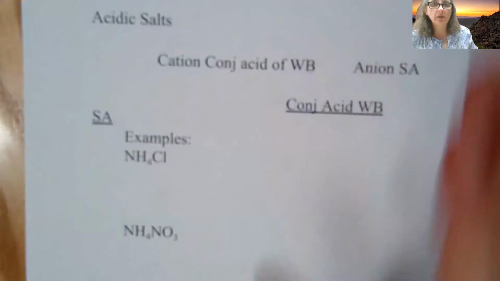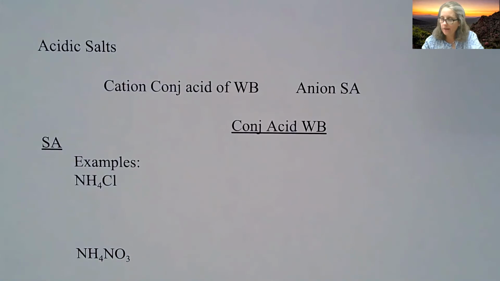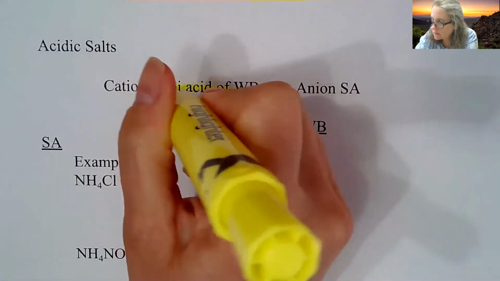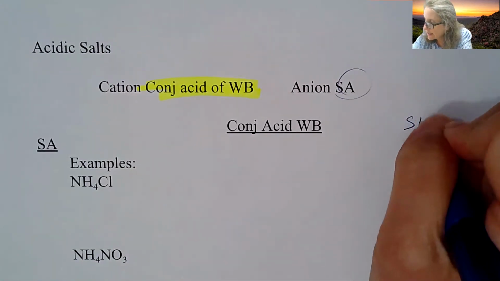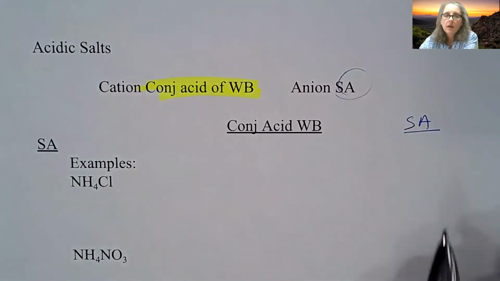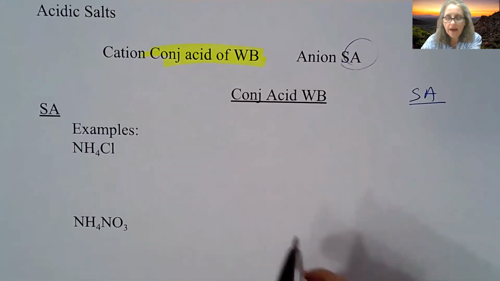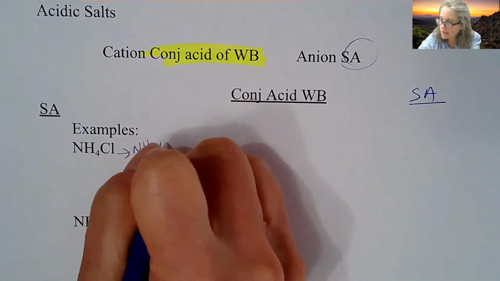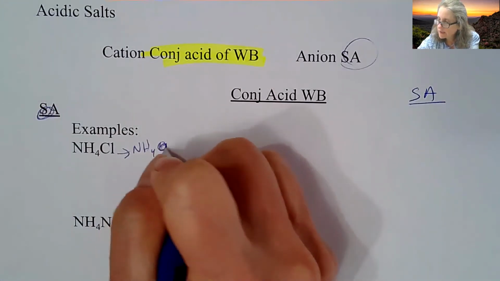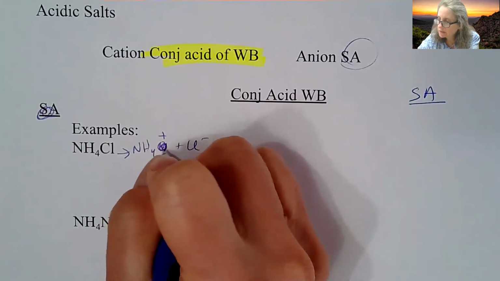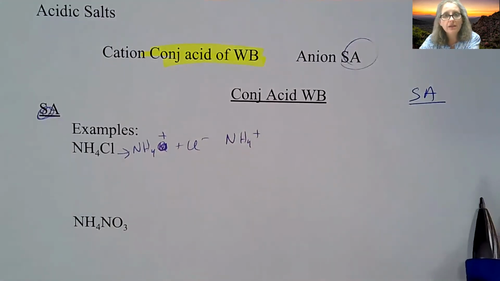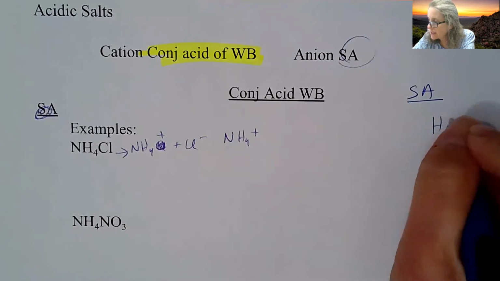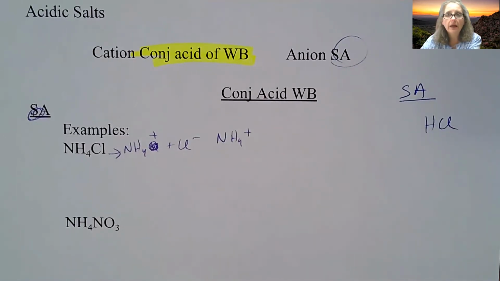So then what about acidic salts? What do these look like? Well, they are going to have a conjugate acid of a weak base, and then their anion is coming from a strong acid, so we don't need to worry about the strong acid component. So I have NH4Cl. NH4Cl breaks up into NH4 plus and Cl minus. The NH4 plus is the conjugate acid of a weak base. The Cl minus is coming from HCl, so I don't need to worry about that.